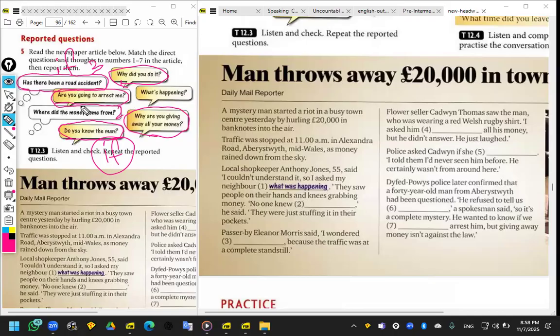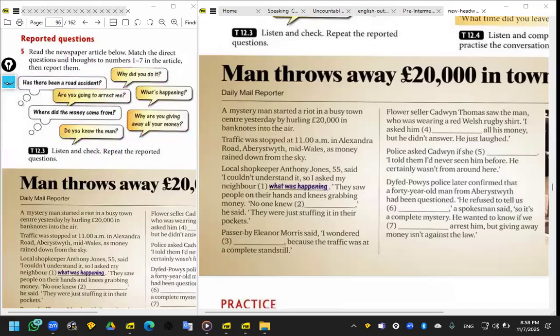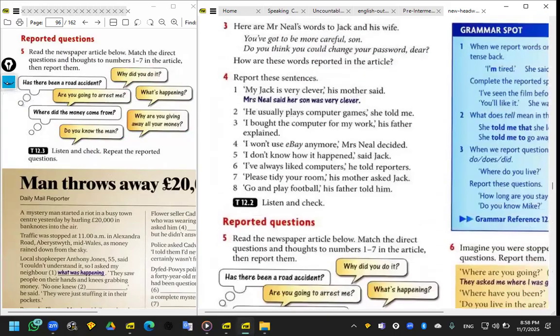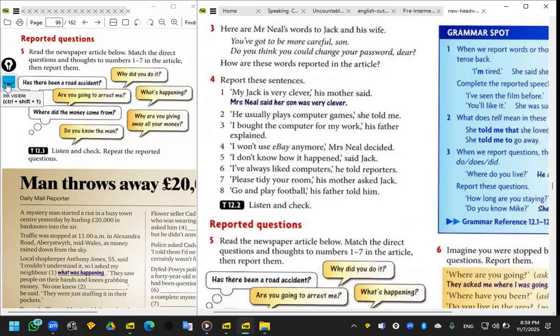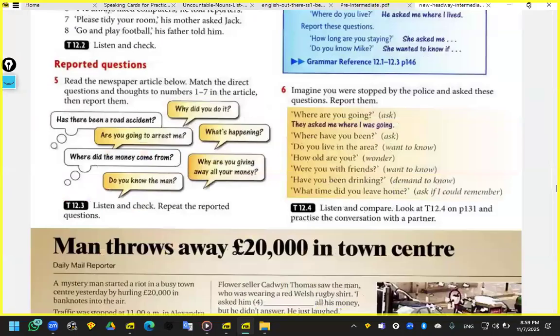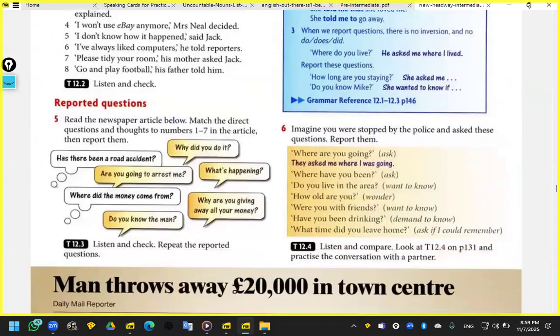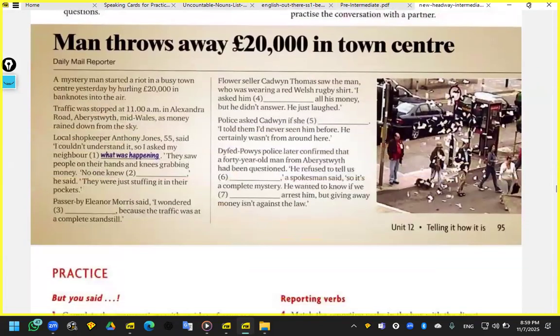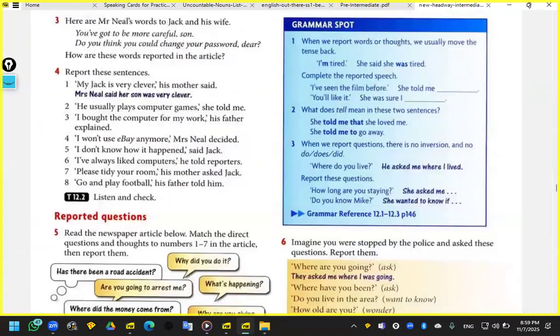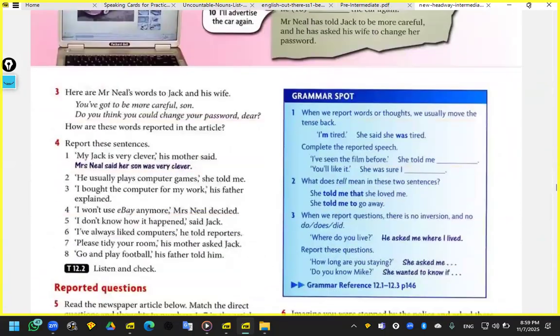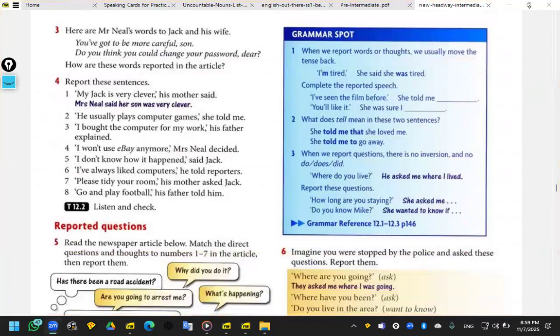This is about the thoughts and the questions that are reported. Be careful if you want to report the questions, because we have a yes or no question and a WH question. With a yes or no question, as I said, you can use if. You can use if, or whether is acceptable, with do, does, did. Now I think it is the time to discuss here the grammar spot.